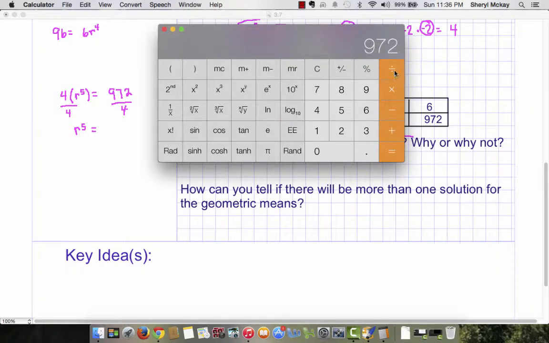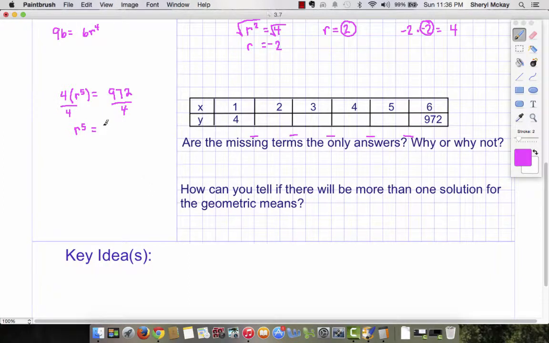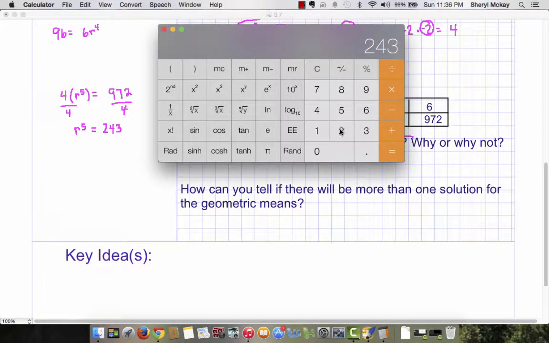972 divided by 4 equals 243. So I'm going to write right here 243. Now I have to figure out what number times itself 5 times is equal to 243. Well, that's just a little bit beyond my capabilities. So I'm going to take my 243. I'm going to hit my nth root sign, and I'm going to say I want to know the 5th root, and then I'm going to say equal, and it's 3.